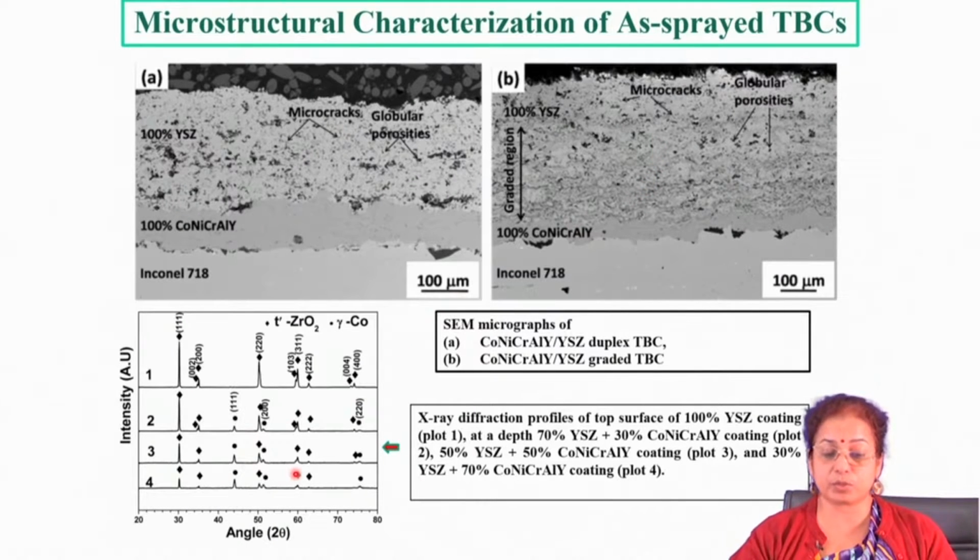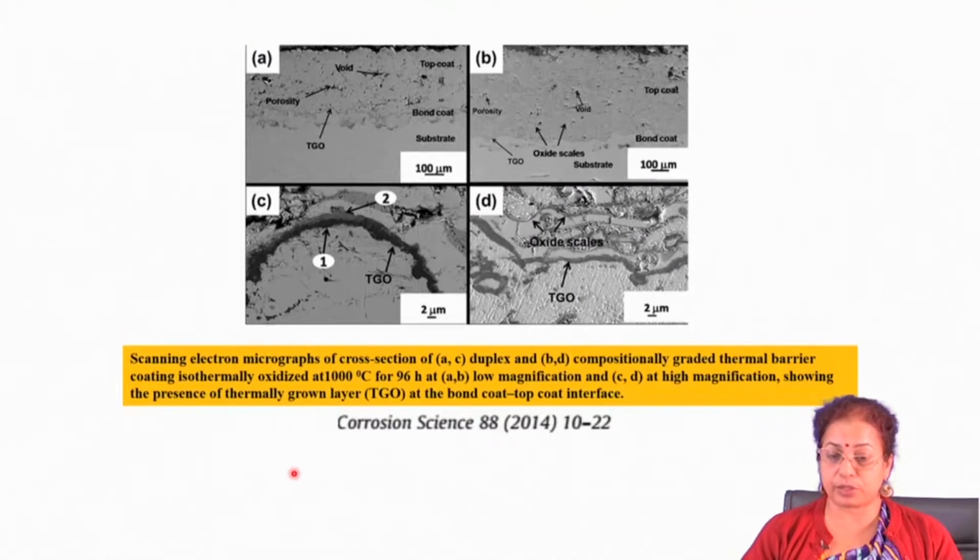This is also visible in the X-ray diffraction profile. When this kind of coating is subjected to high temperature oxidation, you will find in the cross section microstructure that there is a very thin TGO formation at the interface, and the TGO thickness is quite low, and that TGO thickness in fact increases with temperature as well as time of oxidation.